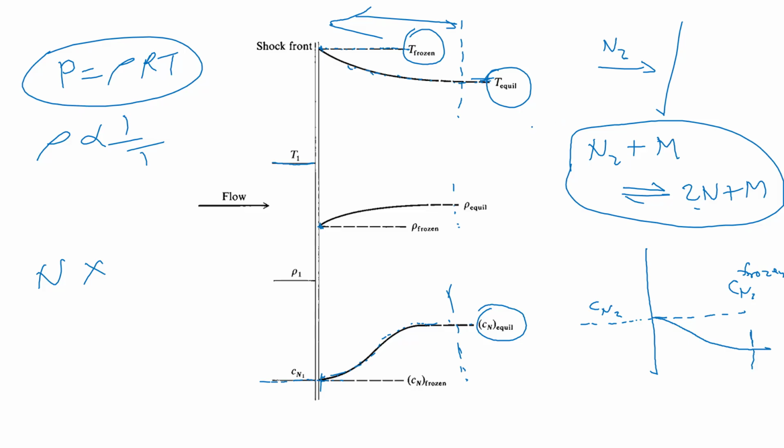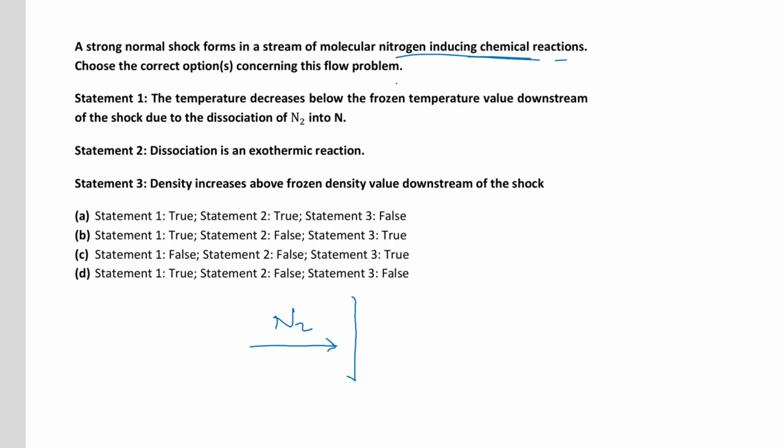As it is an endothermic reaction, it will take some of the translational energy from the flow, which will be used for dissociation. As translational energy is decreasing, the temperature will decrease. So dissociation is the reason for this decrease in the temperature below the frozen temperature. So this statement is true.